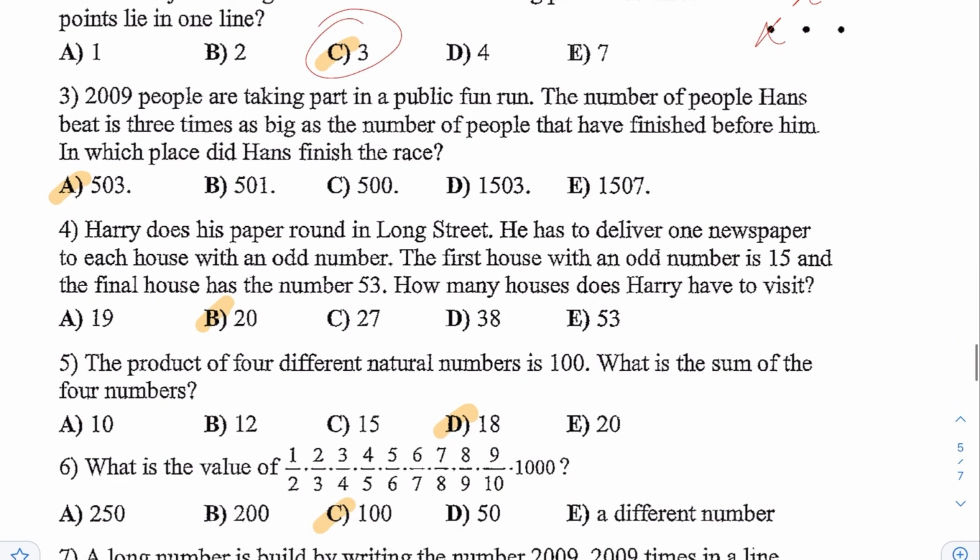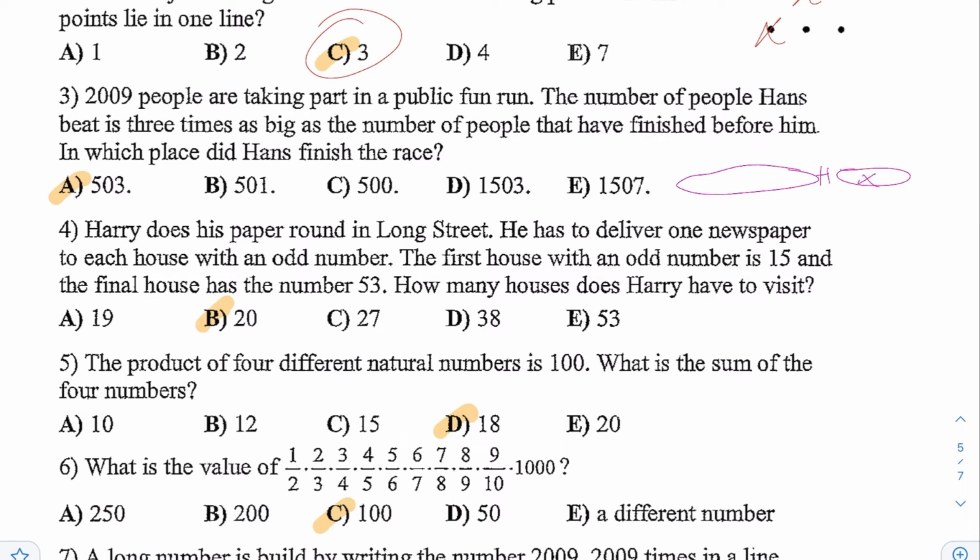Next one, number 3. 2009 people are taking part in a public fun run. The number of people Hans beat is 3 times as big as the number of people that have finished before him. In which place did Hans finish the race? So we don't know where Hans is, but there are some people in front of him, and some people behind him. The people behind him, the people that he beat, are 3 times as big as the number of people that finished before him.